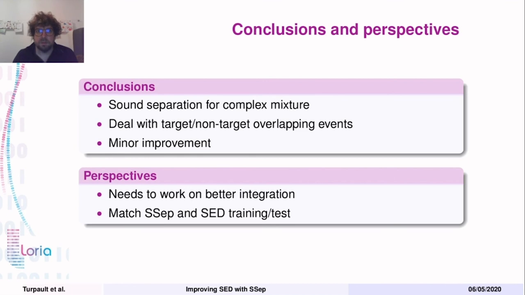So we have been applying sound separation as a pre-processing to deal with complex mixtures. The idea was to deal with target overlapping events and also overlapping non-target events and noise. We did obtain improvements, even though they were minor. The reason for that is probably that there is a need for better integration, and also probably a need to better match the sound separation and the sound event detection training and test datasets and procedures.